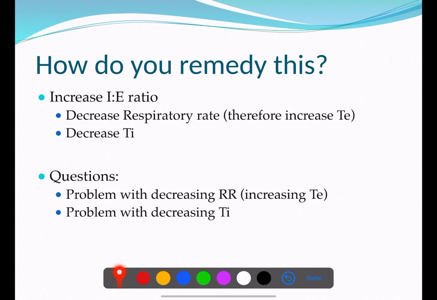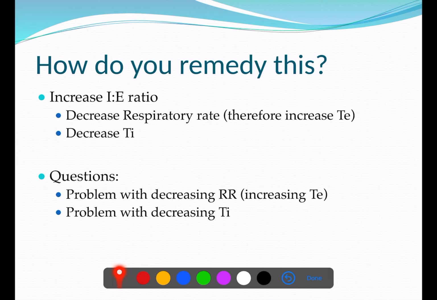And this is really what you do. So if you see that your flow time graph has not hit zero, you need to increase the I ratio. How do you increase the I ratio? Well, the first thing you could do is decrease your respiratory rate. We said before that if you've got a respiratory rate of 20, you've got a 3-second respiratory time between the inspirations. Now, if your TI is 1 second, that means that you've got 2 seconds for expiration.